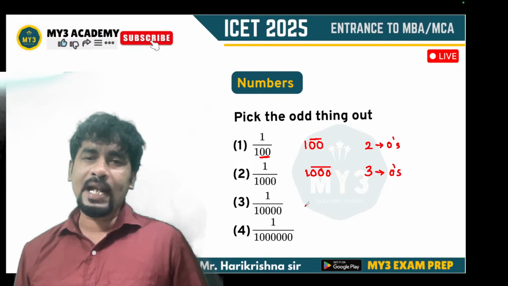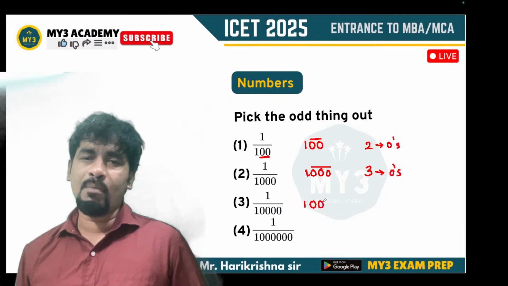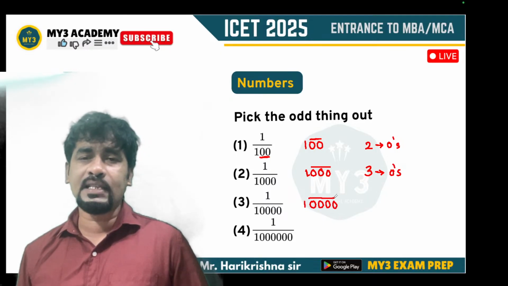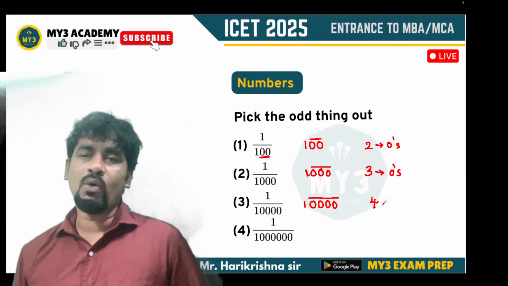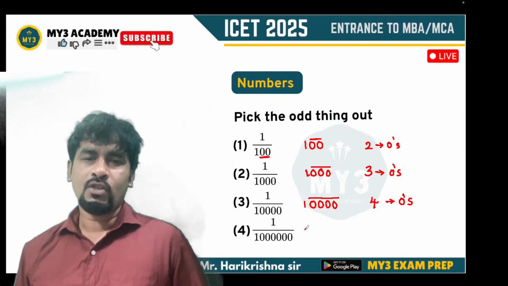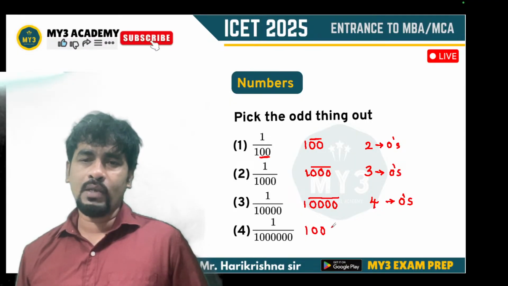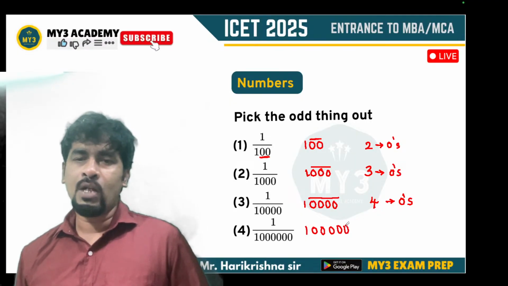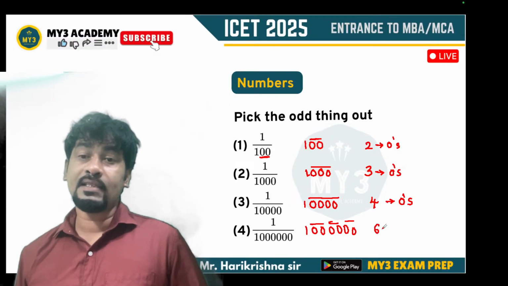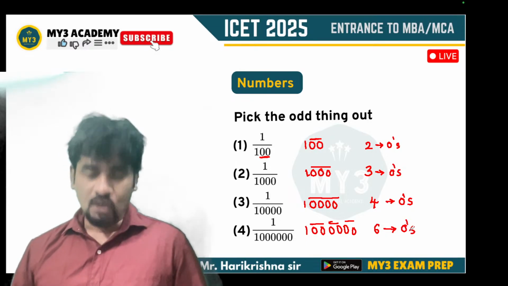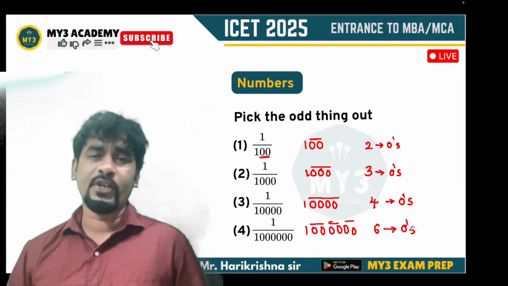And 1 by 10,000 is given. So in this number, how many zeros are available? By looking at this, we can say easily there are 4 zeros. So the next number, 1000000. How many zeros are available in this? We are able to see 6 zeros in this. So what is the odd man out is the question.